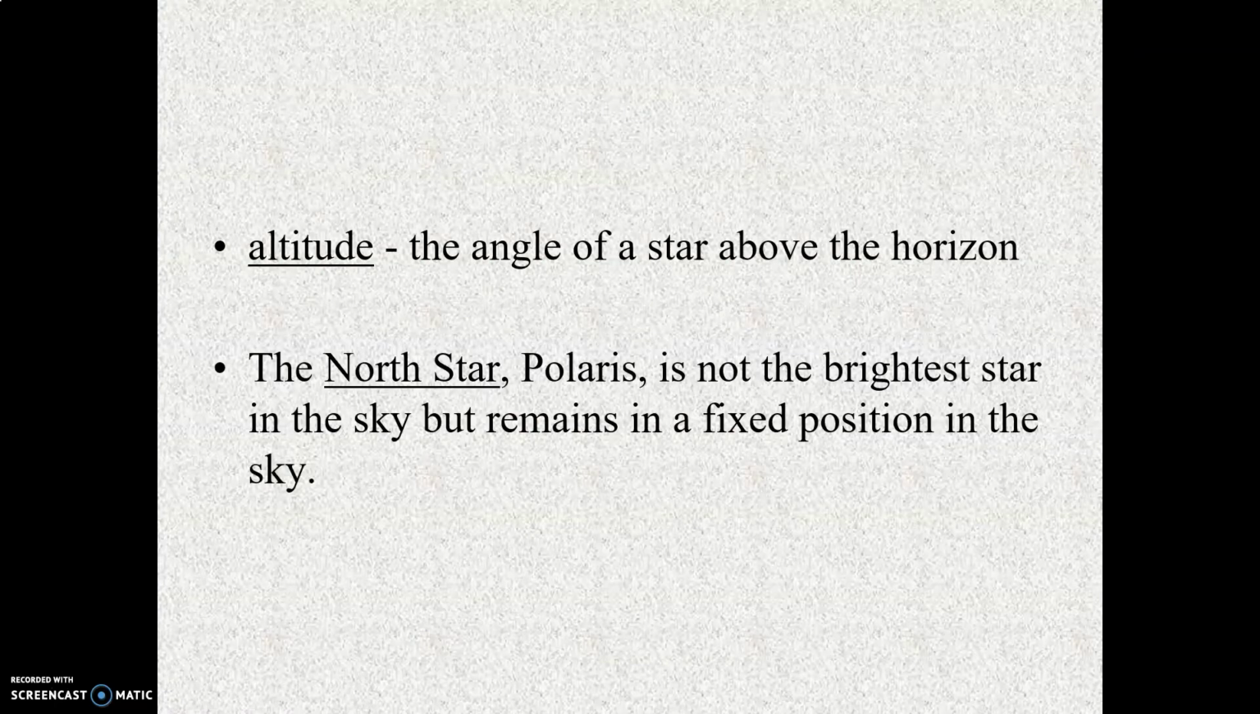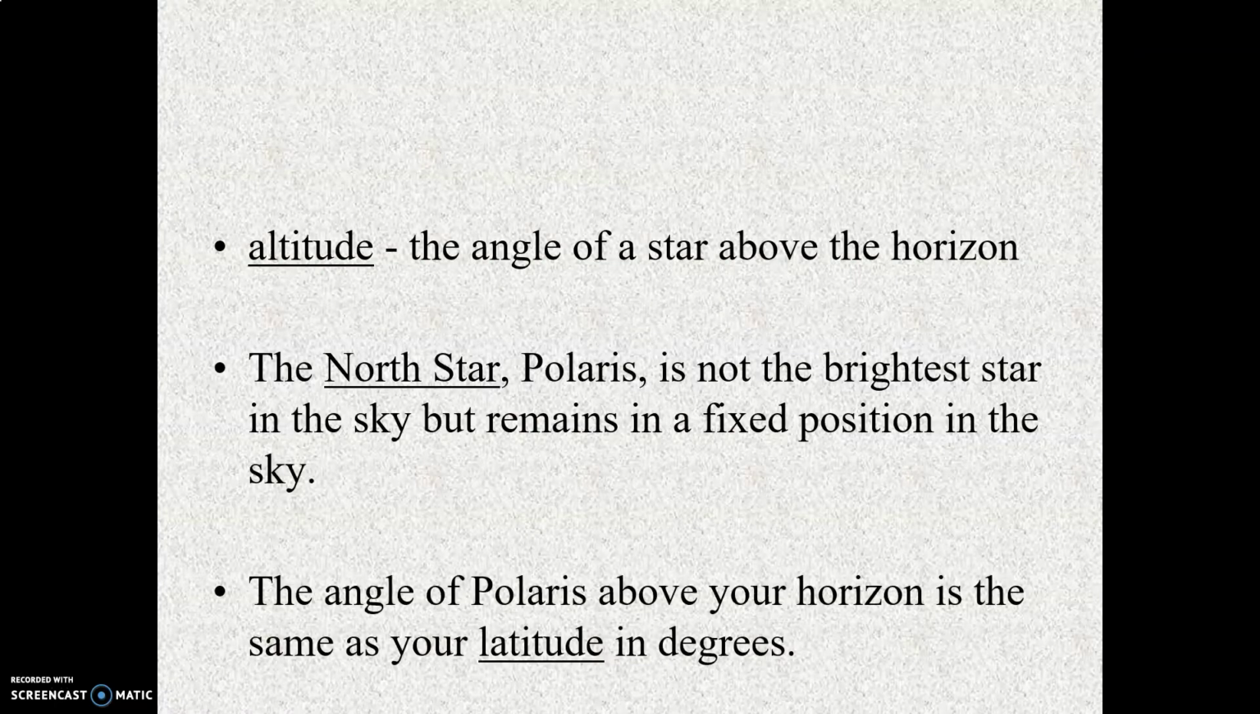Okay, so last thing we need to know for this lecture today, I just told you what altitude is, but I want you to know about the North Star. The North Star is called the North Star because it's in a fixed position in the north, and that's Polaris. A common misconception with Polaris is that many students think Polaris is the brightest star in the sky. It is not. It is nowhere near the brightest star in the sky.